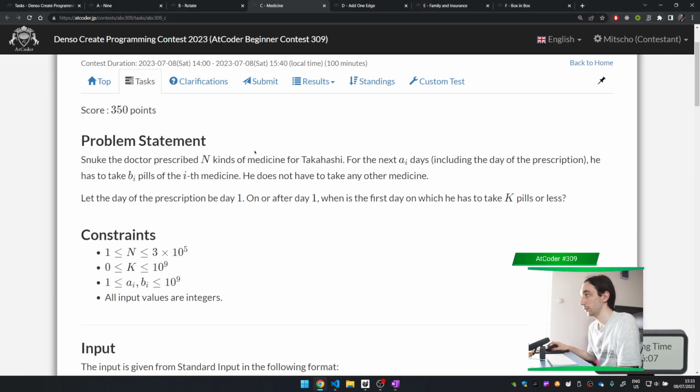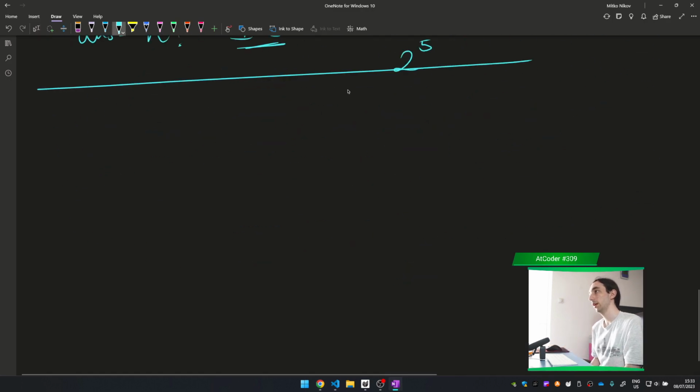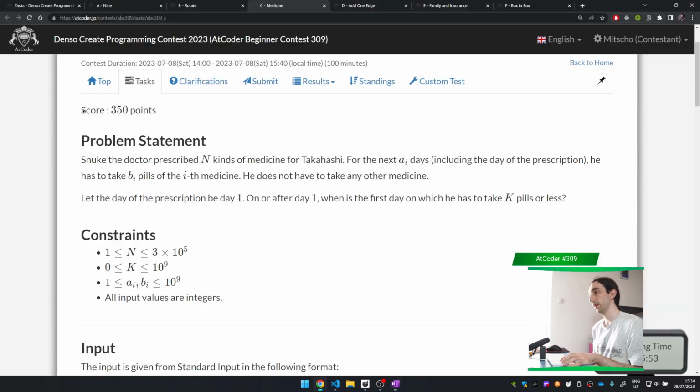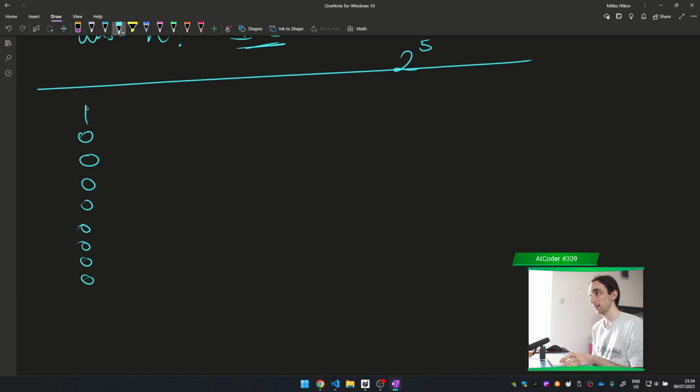C is a binary search problem for the next 8 days. So if you want to just quickly go over, so you have some pills when Takahashi starts taking them at day 1.